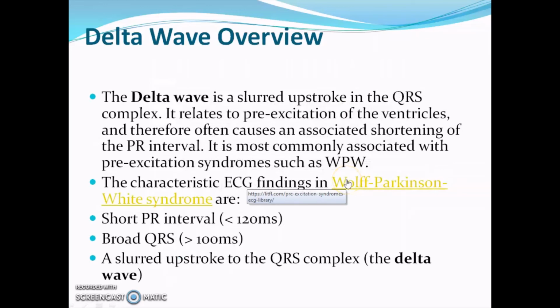Now next comes the delta wave. So what is a delta wave? A delta wave is mainly seen in WPW syndrome. It is a slurred upstroke of the QRS complex due to pre-excitation of the ventricles. So ventricles get excited early, so the QRS upstroke is slurred, and the PR interval is shortened. So the characteristic findings in WPW syndrome are short PR interval, broad QRS complex, and a slurred upstroke to the QRS complex, that is a delta wave. Delta wave, broad QRS, and short PR. So that is the characteristic triad of WPW syndrome.